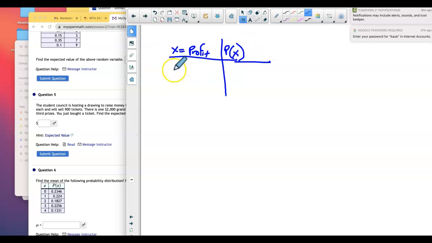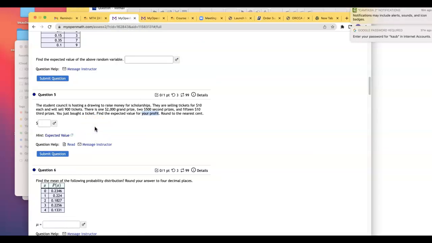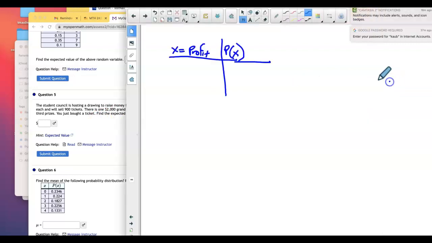Okay, now we have to list all the profits. So you have chances of winning and you have chances of losing, right? There's 900 tickets. So you could win, or you could not win. There's a likelihood that you don't win. That would be a negative $10 profit because you spent $10 on the ticket, but you didn't win. They didn't draw your number. Okay?